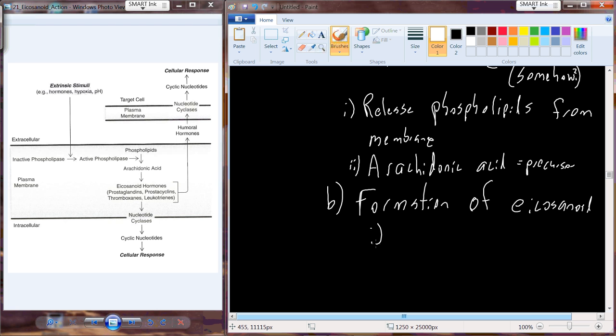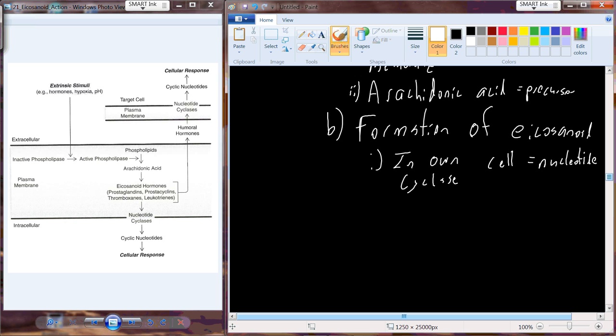Now, what you're actually seeing here is that those eicosanoid hormones actually have the ability to cause a cell response in the cell they're produced in, so it's an autocrine mechanism. But they also have the hormonal mechanism. But what you'll see is wherever we are, whether we're in the own cell or a target cell, nucleotide cyclization is going to be a key enzymatic reaction that occurs in the eicosanoid pathway. So in our own cell, we have activation of a nucleotide cyclase as we have the eicosanoids that are increased.